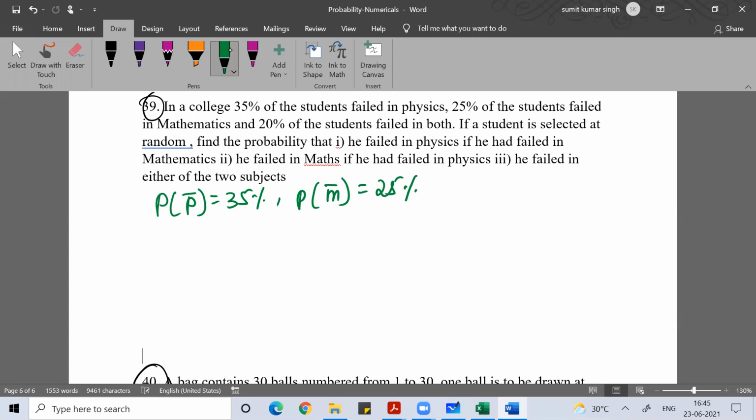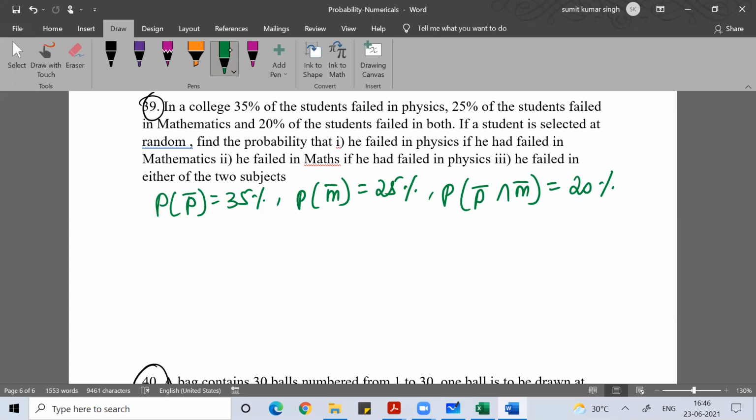P dash means failed in physics, so the probability of P would be 65%, meaning those who passed in physics. You can use any symbol for that. And 20% failed in both. I hope you understood this.